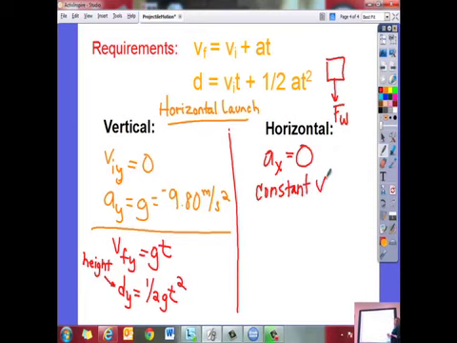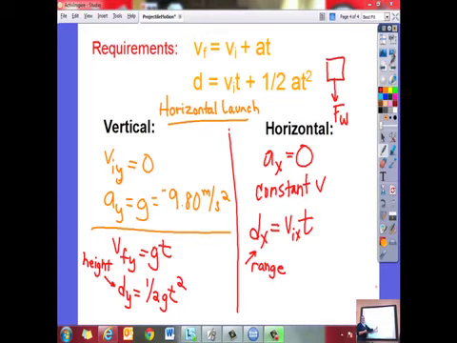So if I rewrite the first motion equation with zero acceleration, it's going to be Vf equals Vi. That's just a statement of what we already know, that the object has a constant velocity. If I rewrite the third motion equation, dx equals vix times t, there's no acceleration, so I don't even need the plus 1/2 at squared because it would cancel out. I simply have three equations to get any information that I need about a projectile. The range is simply how far something travels horizontally.